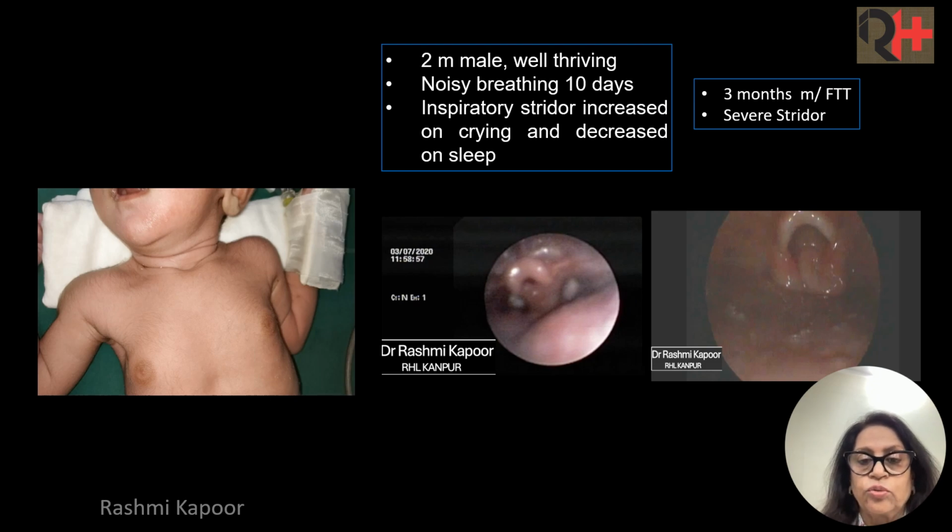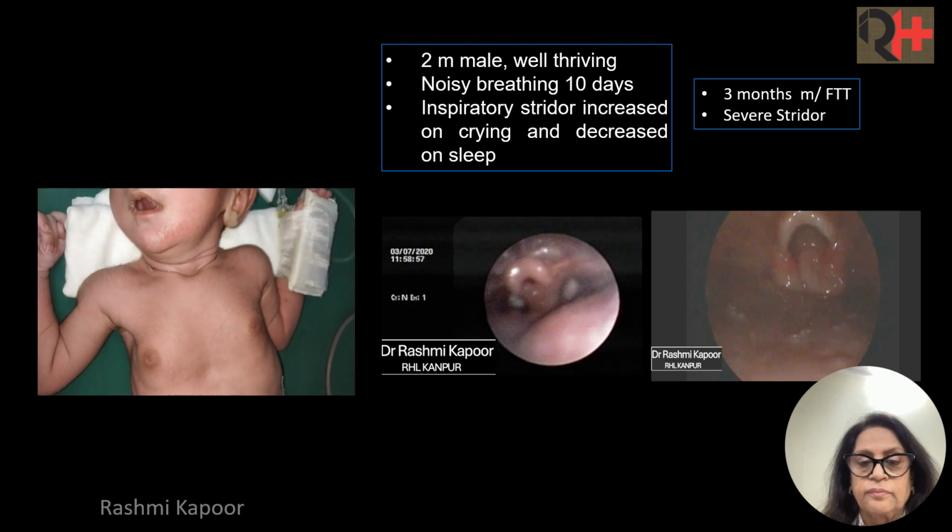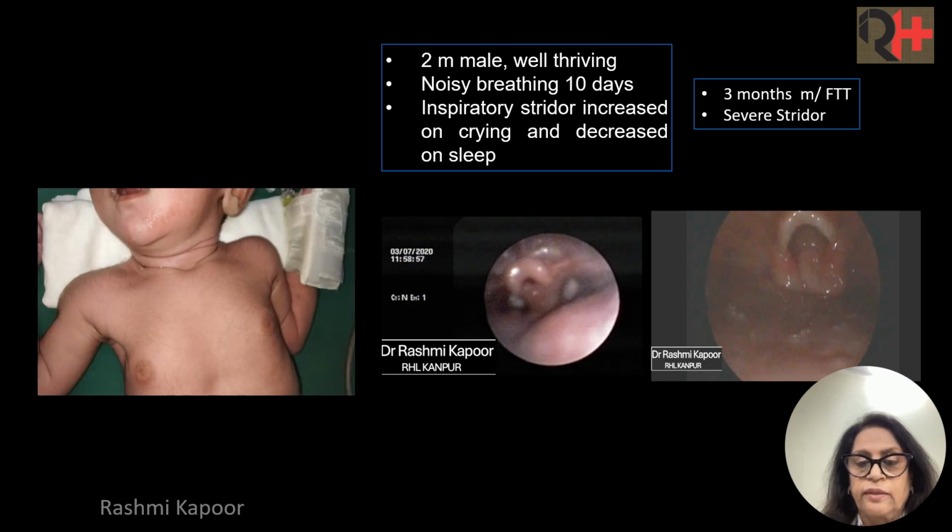So this was a 2-month-old male, well thriving, with noisy breathing for 10 days. Inspiratory stridor increased on crying and decreased on sleeping. So this was the stridor, and we did the bronchoscopy, and we found that there was an omega-shaped floppy epiglottis covering the entire glottic opening. So we know that this is laryngomalacia.